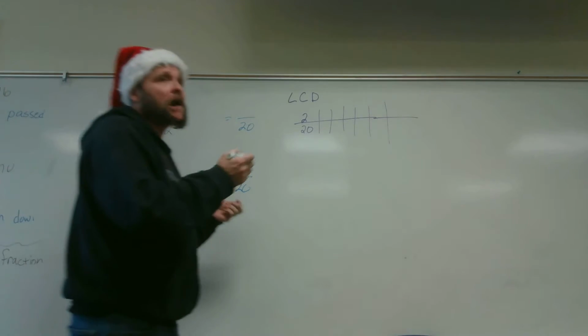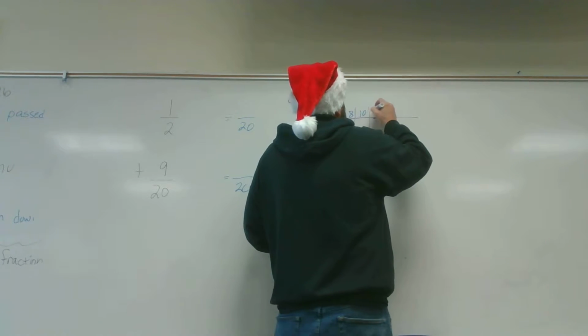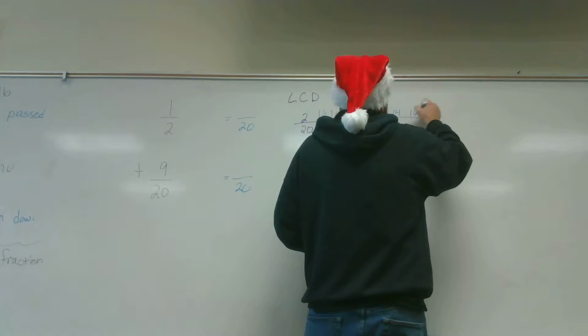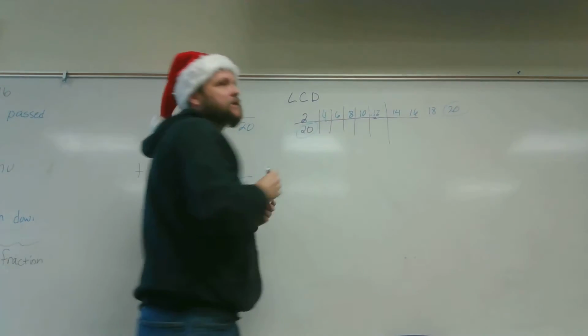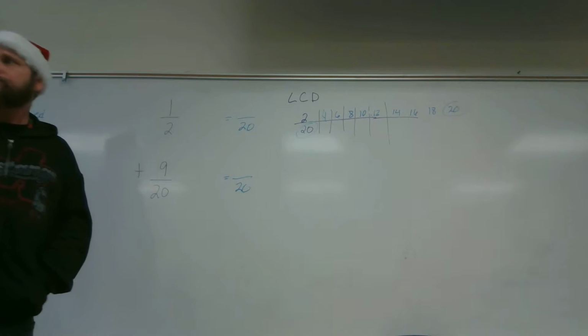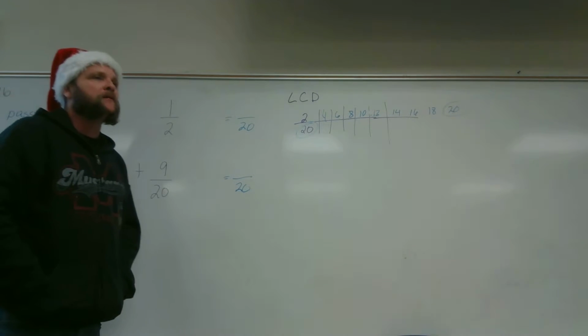All right, so if I went down 4, 6, 8, 10, 12, 14, 16, 18, 20, I'm going to find my least common denominator of 20. Bingo, it's in a multiplication chart. I don't even have to really look.